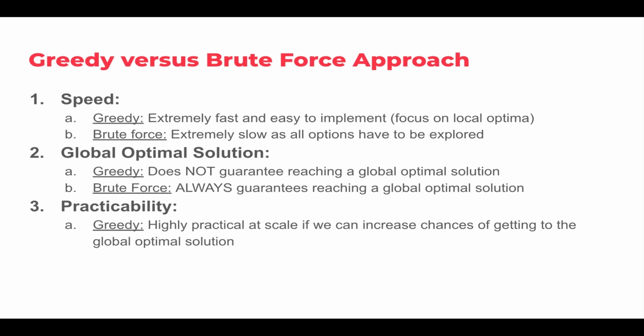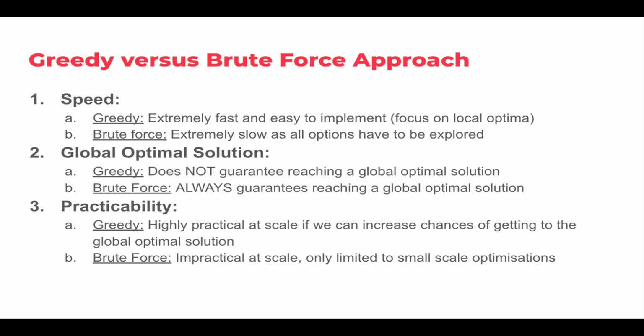For starters, the greedy algorithm is highly practical at scale. The only caveat here is we really need to increase our chances of getting to the global optimal solution. And we'll talk about this in a future video. How can we improve the efficiency or the likelihood of us getting to a global optimal solution?